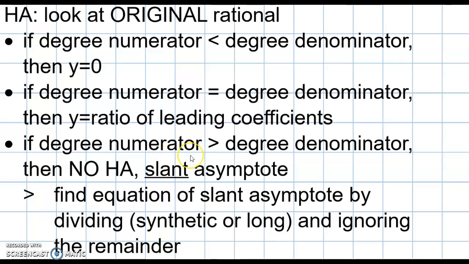If the degree of your numerator is bigger than the degree of your denominator, you don't have a horizontal asymptote. In that case, you have a slant asymptote, and we find the slant asymptote by dividing our numerator by our denominator. So we can use synthetic division if the denominator is a first degree binomial with no leading coefficient. If not, then we have to use long division. So once we do that division, the resulting quotient will be our equation of our line for our slant asymptote, and just ignore whatever remainder you get; that is not part of the slant asymptote.